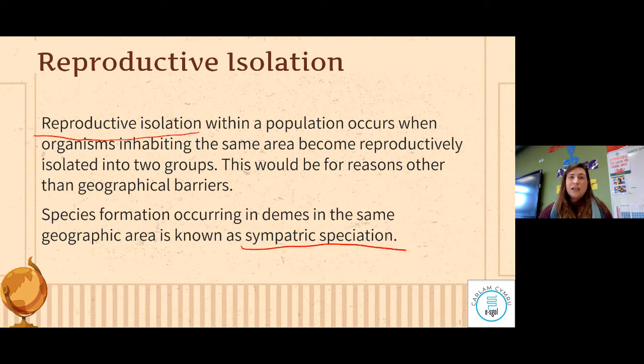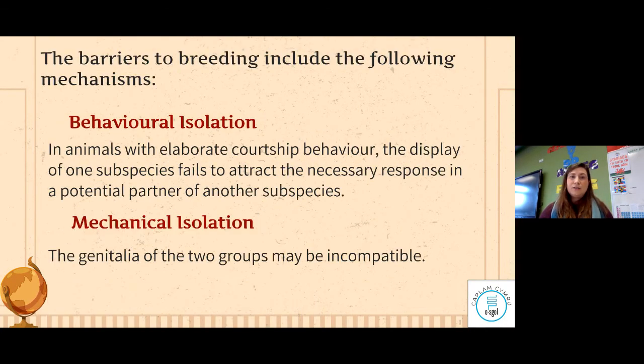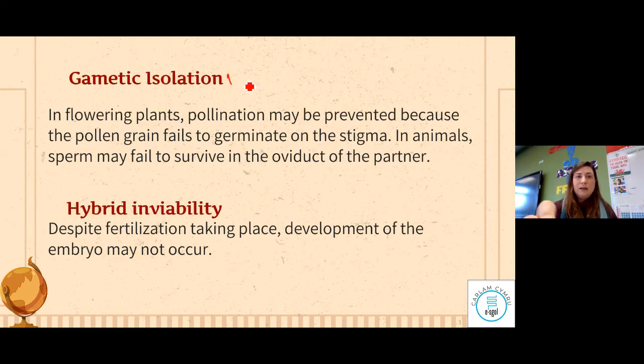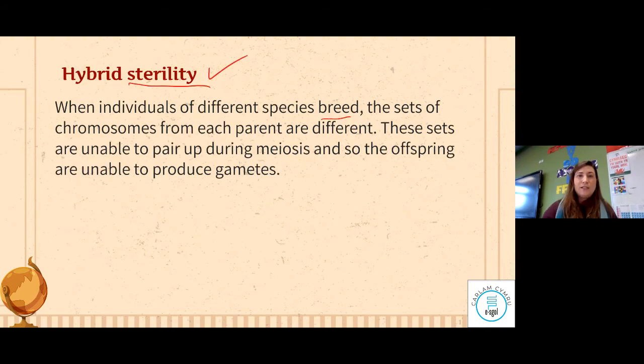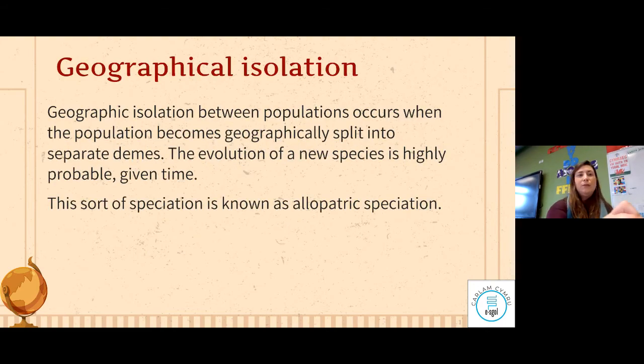We move on to a different type. So reproductive isolation is due to behavior, mechanical, gametic, hybrid inviability, and hybrid sterility. Now we're looking at geographical isolation rather than reproductive. So geographic isolation between populations occurs when the population becomes geographically split into separate demes.